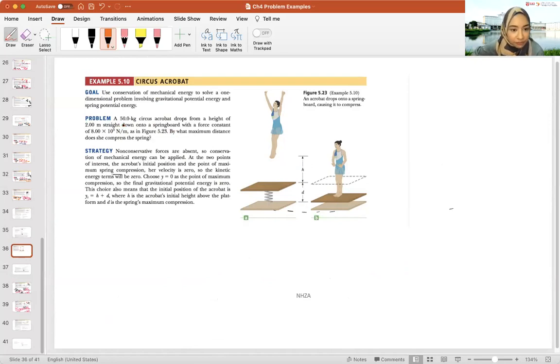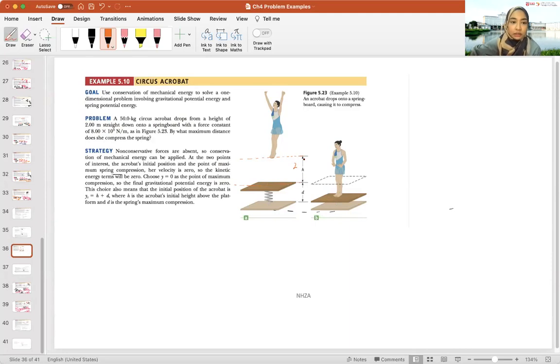Okay, so a 50 kg circus acrobat drops from a height. So again, kita ada objek ataupun manusia. Kita start from a height of 2 meter straight down onto a springboard. So dia 2 meter ni defined from the springboard, from here. So dia dah bagi gambar. Kalau gambar dia tak bagi, kita tak tahu pun 2 meter ni with relation to the springboard. So I'm going to assume that gambar ni memang akan diberilah.